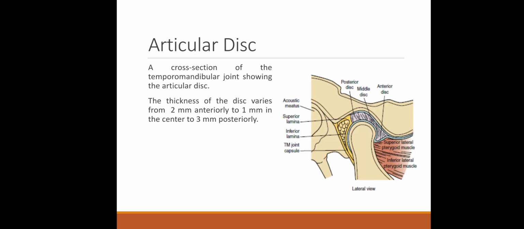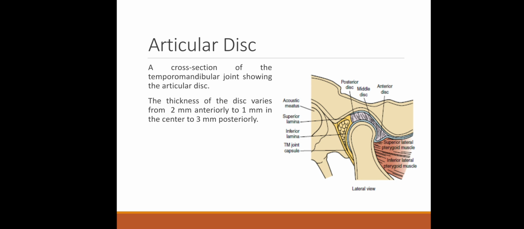This is the articular disc. The cross section of the temporomandibular joint showing the articular disc. The thickness of the disc varies from 2 millimeters anteriorly to 1 millimeter in the center to 3 millimeters posteriorly. The posterior disc presents as the medial disc and the anterior disc.